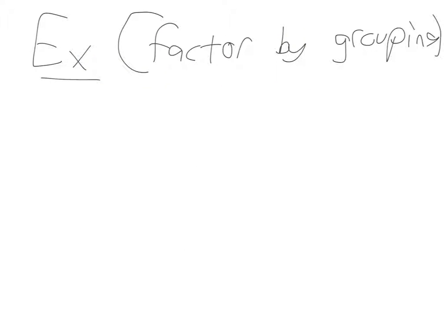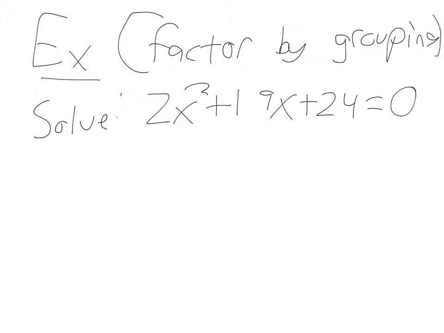Alright, here's an example of when you could do what we call factor by grouping. If you have 2x squared, that's supposed to be a 2 next to the first x. Just know that that's supposed to be a 2. 2x squared plus 19x plus 24 is equal to 0.